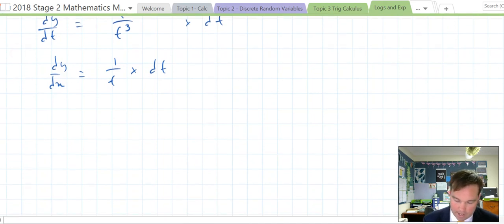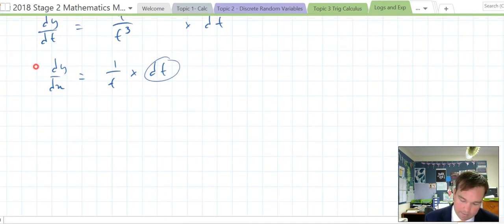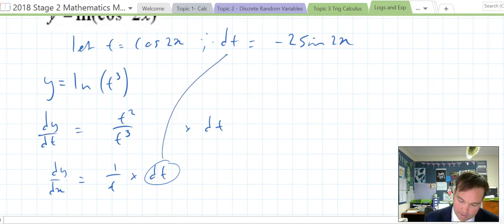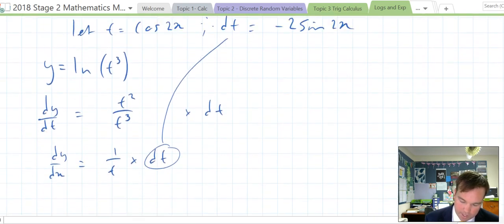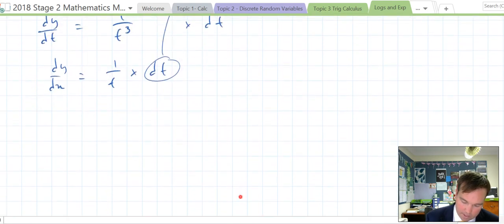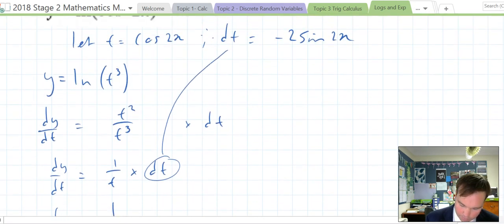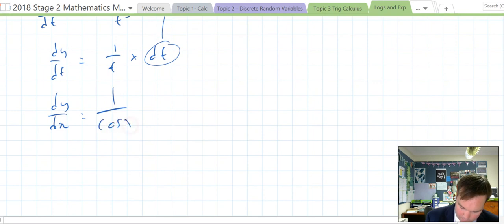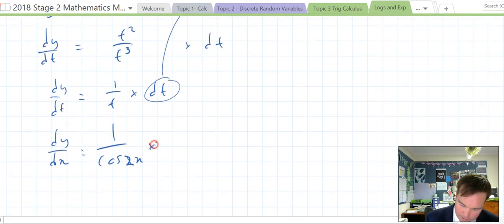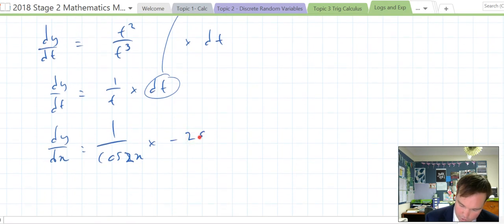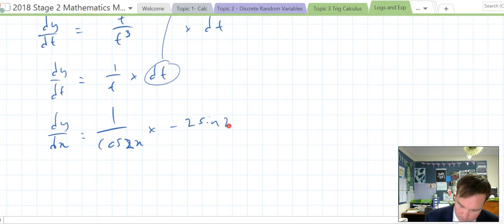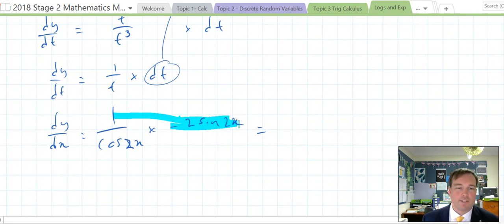Now let's change it over to dx. So what we're going to do here is grab that, and remember we found it already, it's there, and make the replacement. So t is cos 2x, so dy, that's still dt. dy on dx is 1 on cos 2x multiplied by negative 2 sine of 2x. And we could write that as a single fraction with this portion up here, and we wouldn't be looking to do any other further simplification.